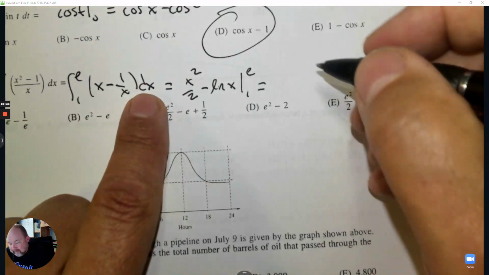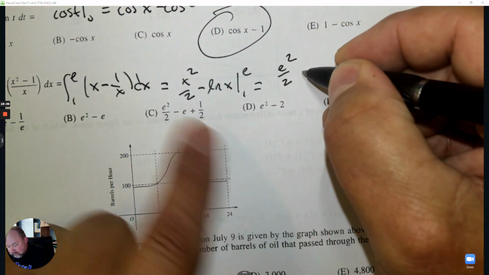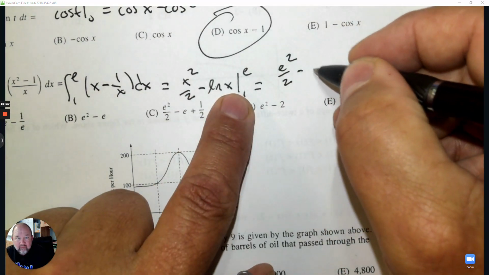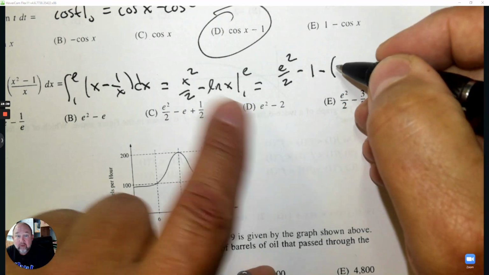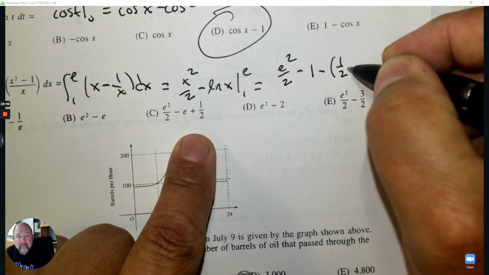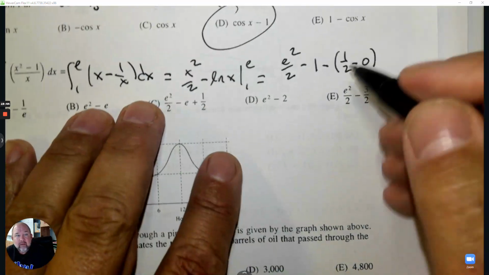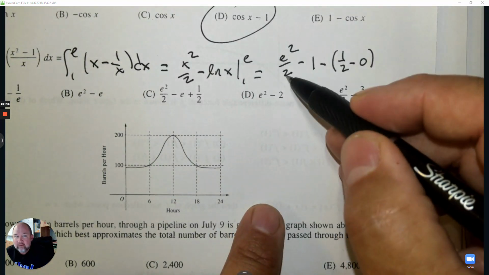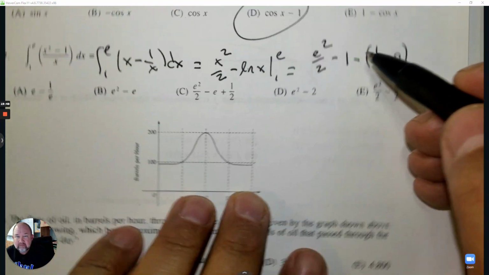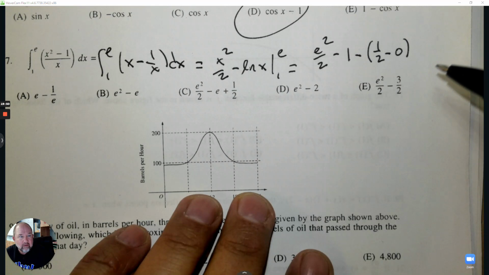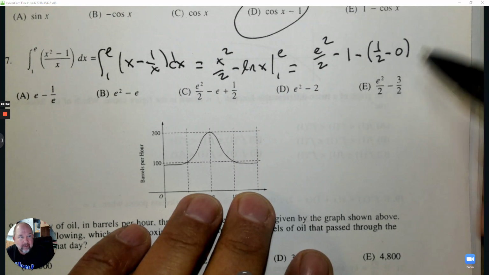And then you're going to plug in e. That's e squared over 2 minus ln e, which is 1, so minus 1. Minus, you're going to plug in 1. That's 1/2. Ln 1 is 0. So I end up with e squared over 2 minus 1/2. I got it.